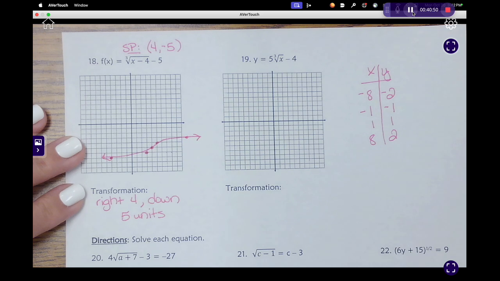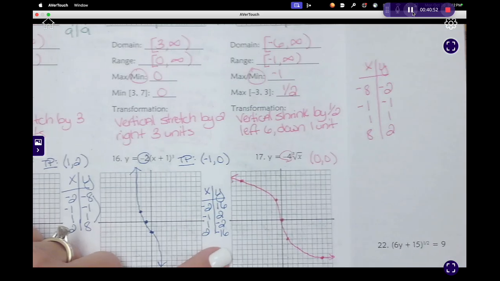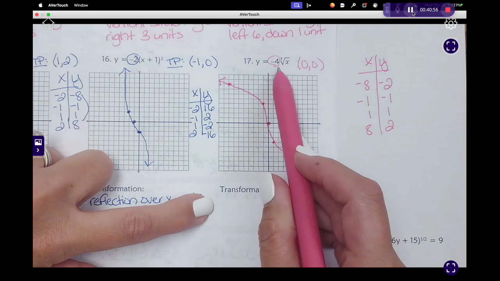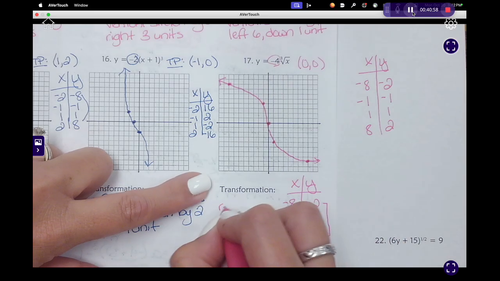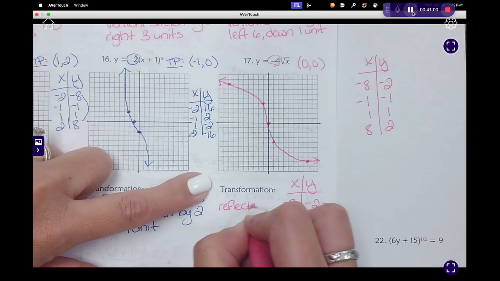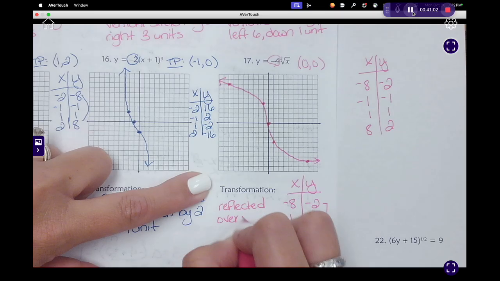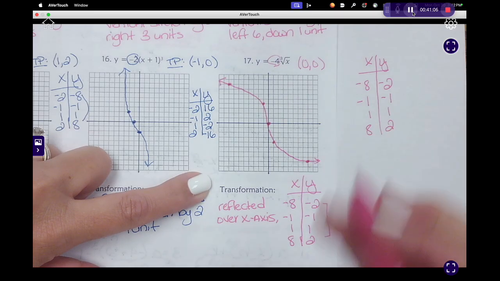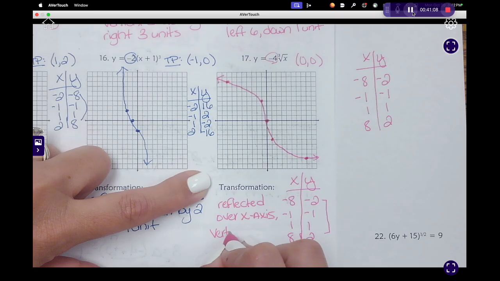Okay, the last one that we just did, I forgot to do the transformation right here. So looking at being able to write the transformation, remember that a value is negative, so that's going to be reflected over the x-axis. And then the 4 tells me that's a vertical stretch of 4.